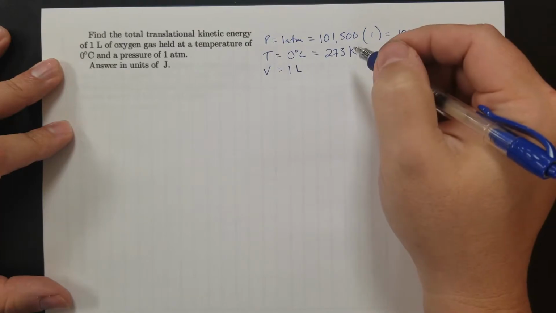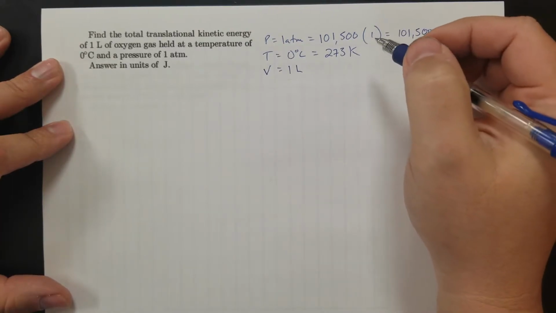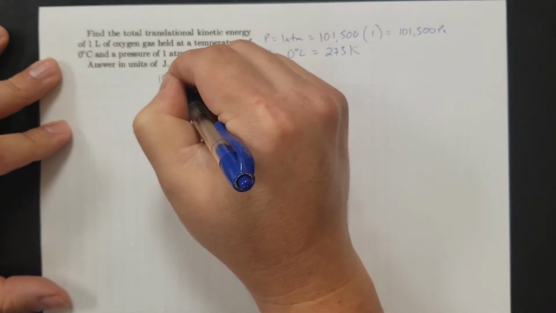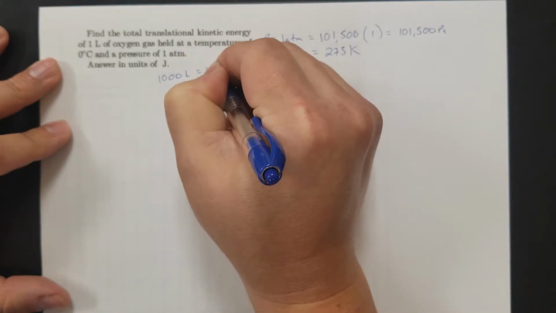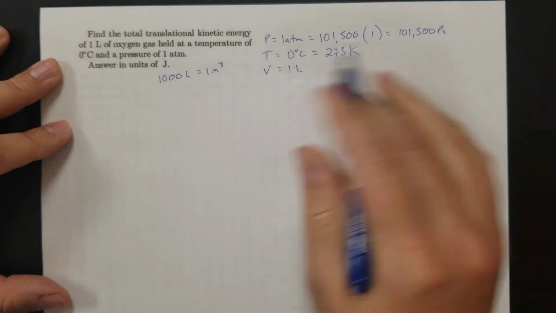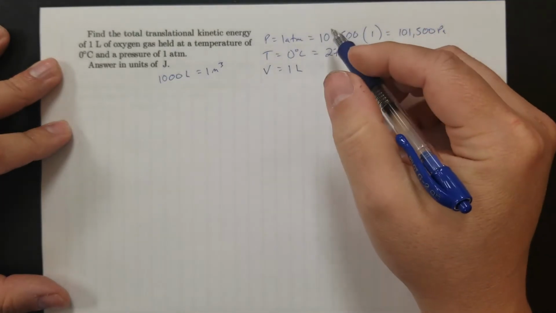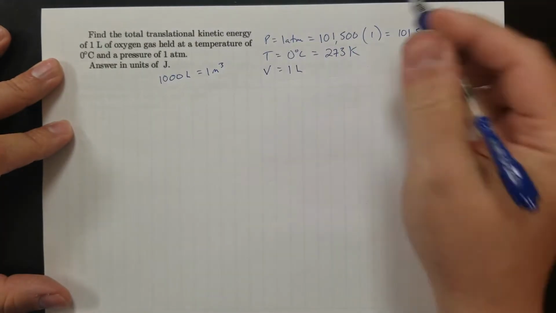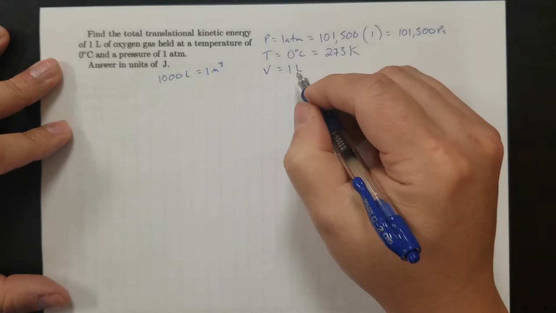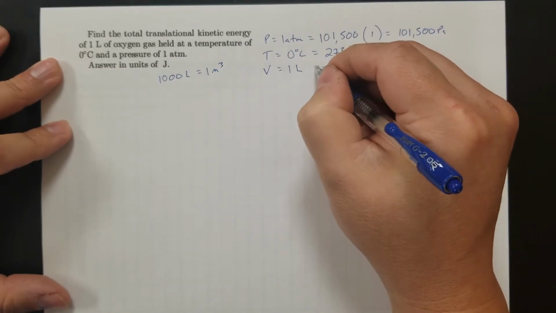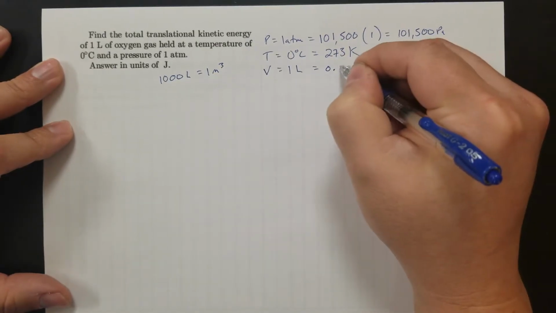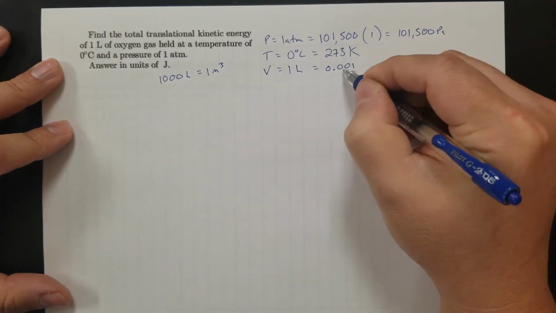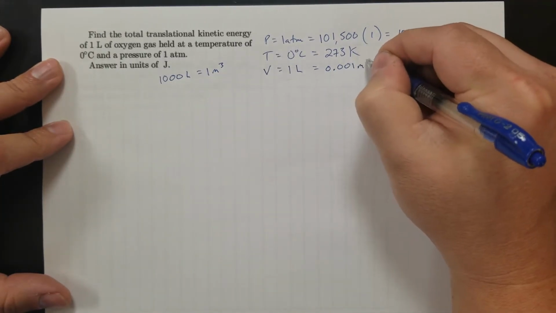Liters to cubic meters is 3 decimal places, right? So 1,000 liters equals 1 cubic meter. It's like converting from grams to kilograms, or the other way around. It's 3 decimal places. So 1 liter is going to be 0.001 cubic meters.